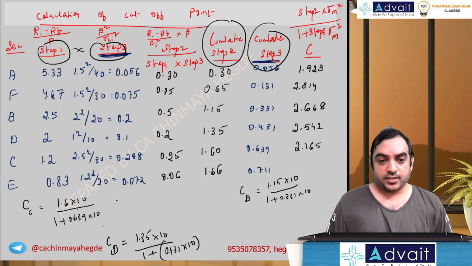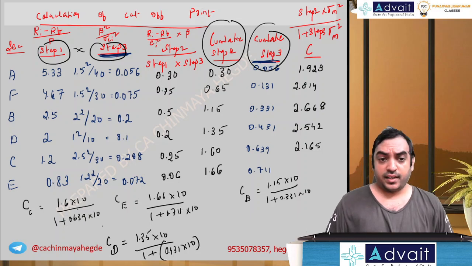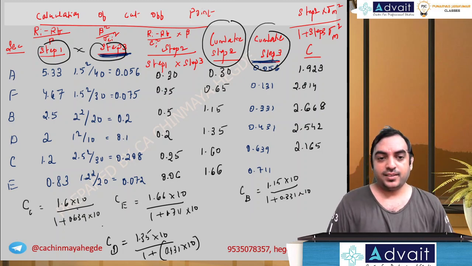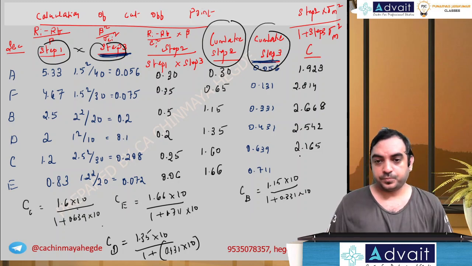Then the last part, C E, that is step 2, 1.66 into 10 by 1 plus step 3, 0.711 into 10. Clear the calculator memory, calculate the denominator first, 0.711 into 10 plus 1, M plus, then 1.66 into 10 divided by MRC equals 2.0468, 2.047.